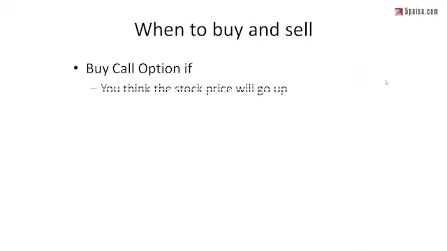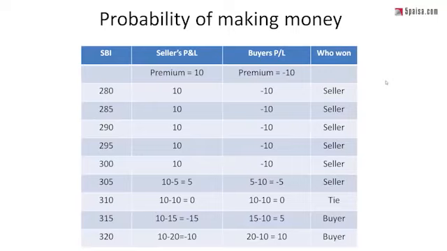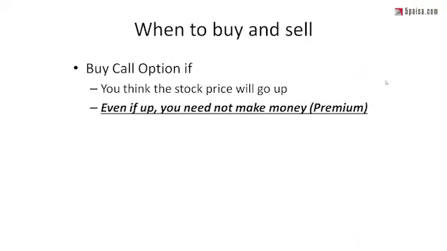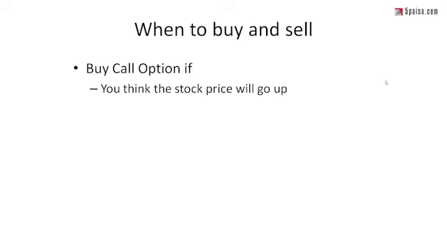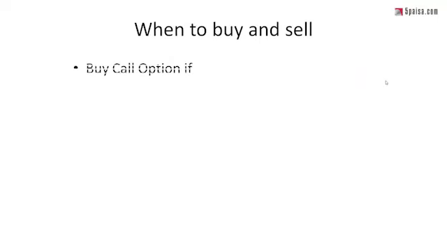Right? So armed with this knowledge, let's look at when to buy and when to sell. So when do you buy a call option? You think the stock price will go up, but it's not enough that it goes up. It has to go up more than 310, right? So it has to be a big move. Even if it is slightly up, you won't make money. You can see it here, right? At 305, as a buyer, you did not make money because the premium ate up your profit.